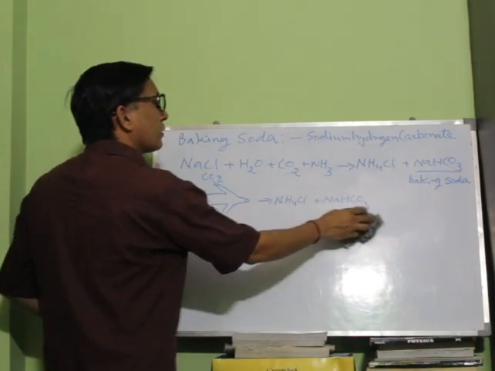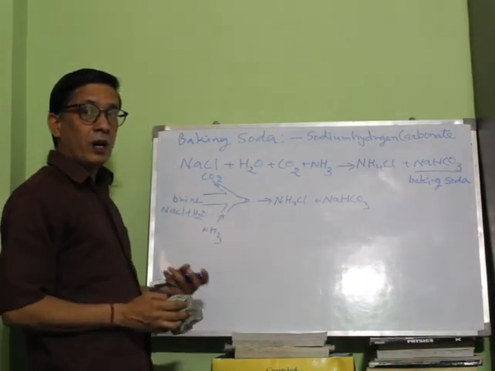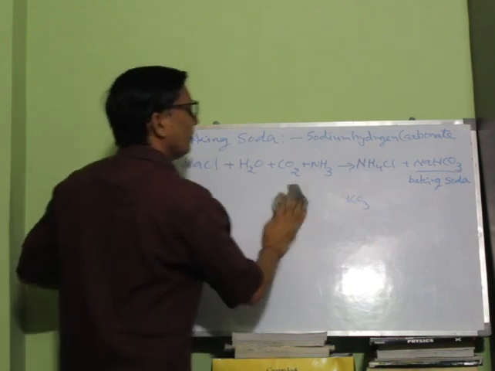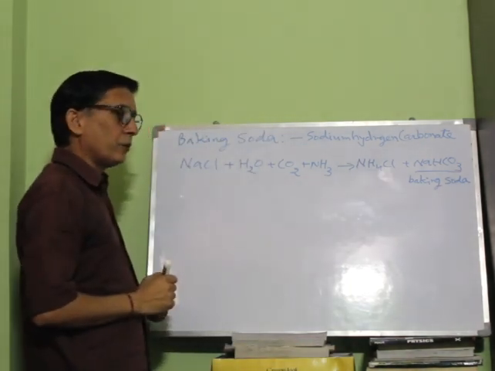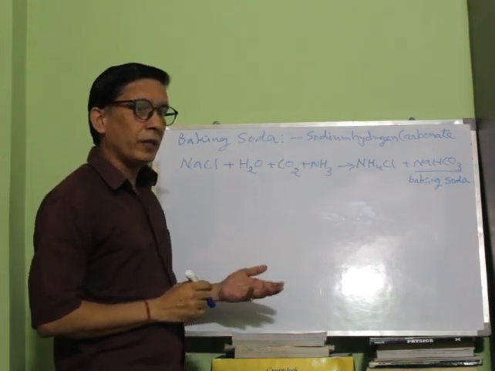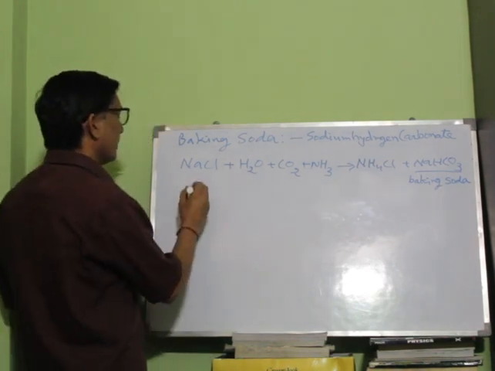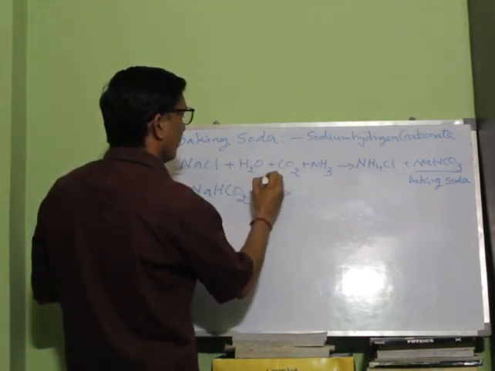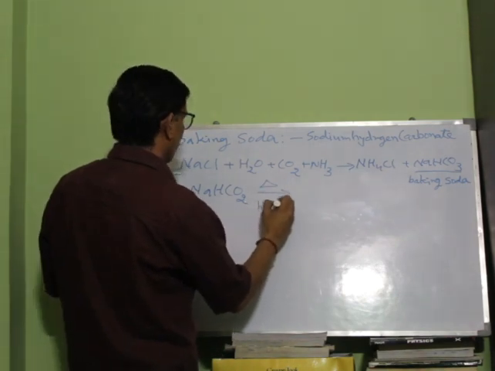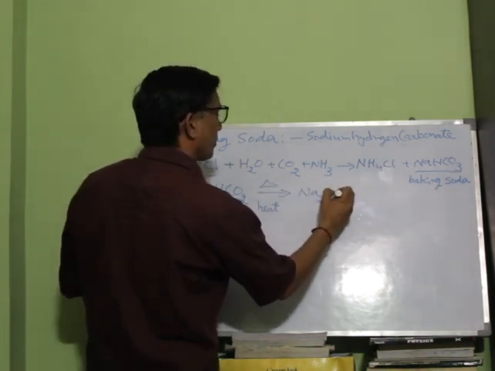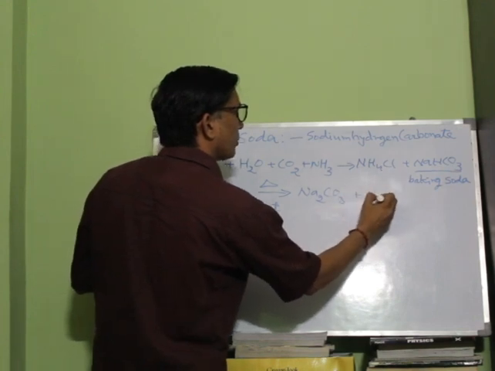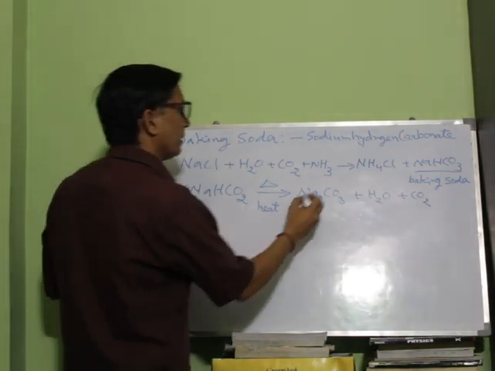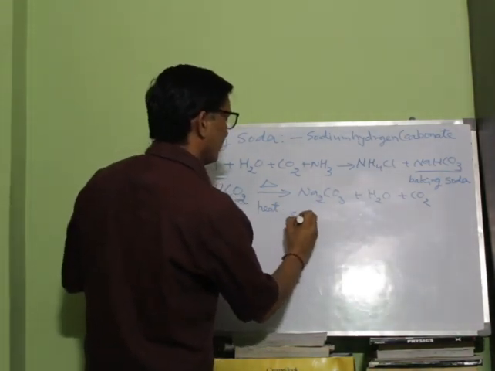Now NaHCO3, how does it work, what happens when it is heated? When sodium hydrogen carbonate is mixed with many food items or in bakery industries, it heats along with those chemicals. When it is heated, it forms Na2CO3 along with H2O and carbon dioxide. This is sodium carbonate.